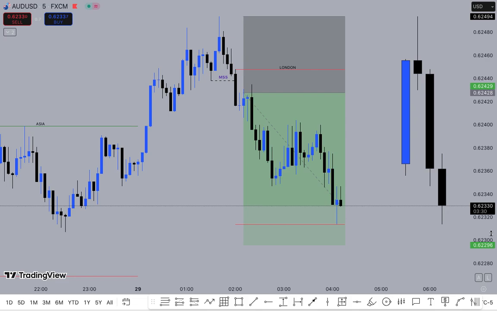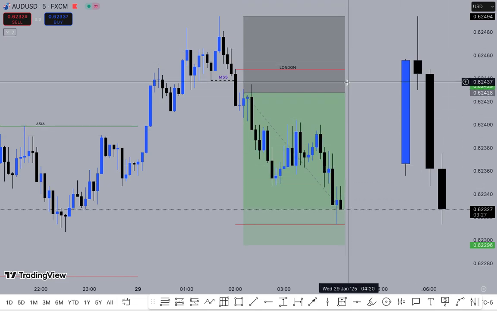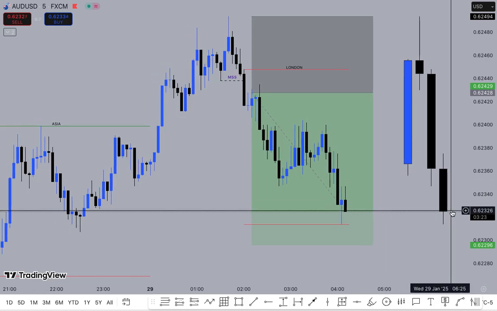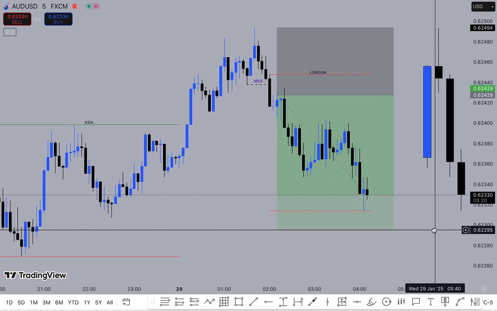AUD USD, AUD USD. This is it running live actually. So hopefully we see TP whilst explaining what we've seen and why we entered this trade.